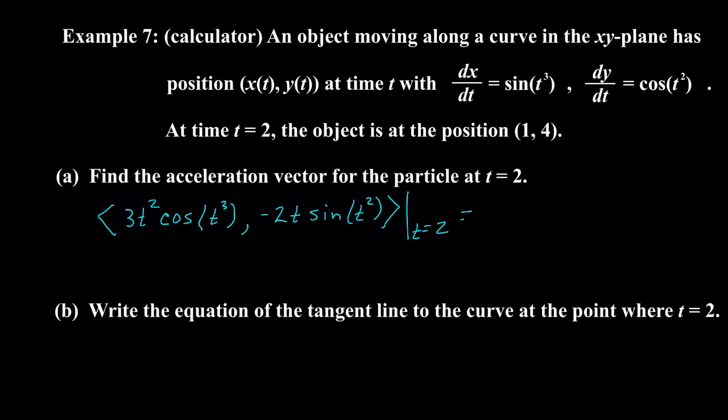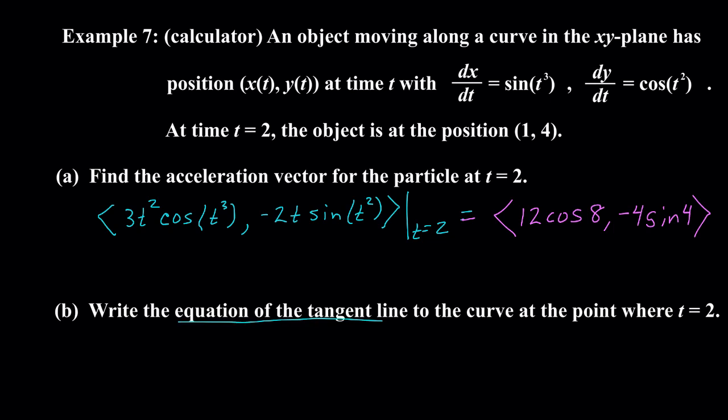All right, so what we end up with is 12 cosine of 8, and then negative 4 sine of 4, which would be a decimal value. You could plug that in the calculator and get a decimal equivalent. The next part says write the equation of the tangent line to the curve at the point where t is equal to 2.